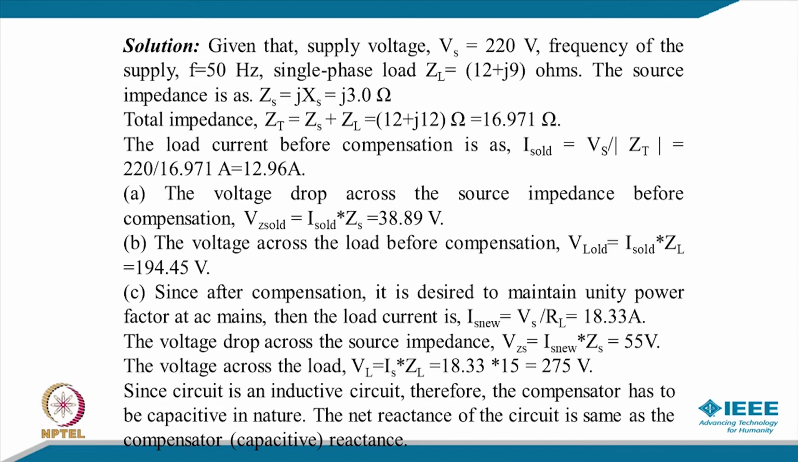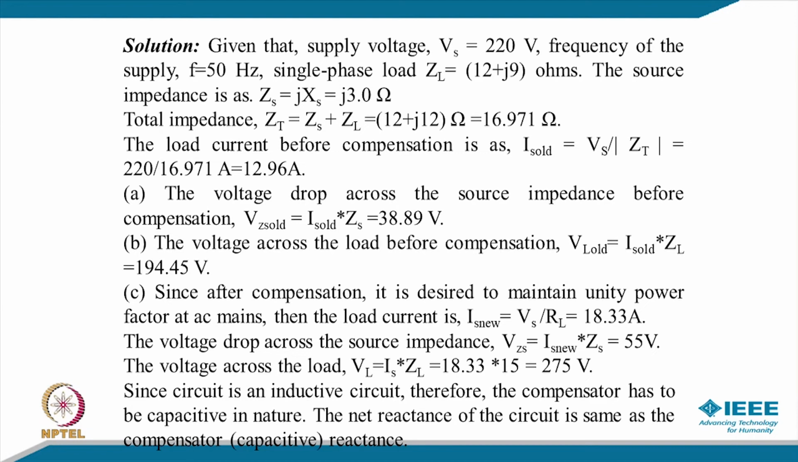Since after the compensation you desire to maintain unity power factor at AC mains, the load current is Is equal to Vs upon RL, that is 18.33 ampere, and the voltage across the source impedance will be Is new into Zs. So, that will be 18.33 into 3, that comes to 55 volt, and the voltage across the load will be VL equal to Is ZL. So, 18.33 into 15, it becomes 275 volt. So, you can understand here, now we put a series compensator, that is the reason the voltage has gone more than your 220, that has become 275.